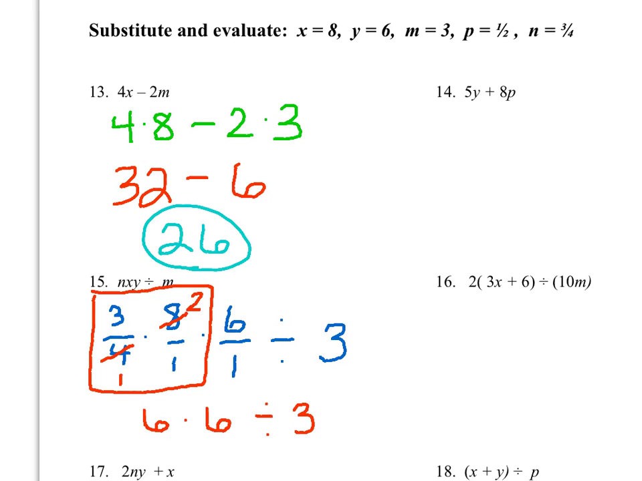I kind of ditched the 6 over 1 because I don't need it. I don't need to put it in fraction form anymore because luckily it canceled down to be integer values instead of fractions. All right, so now we have 6 times 6, which is 36, divided by 3, giving us our final answer of 12. I need to get a different color. 12. All right, so that's 15.